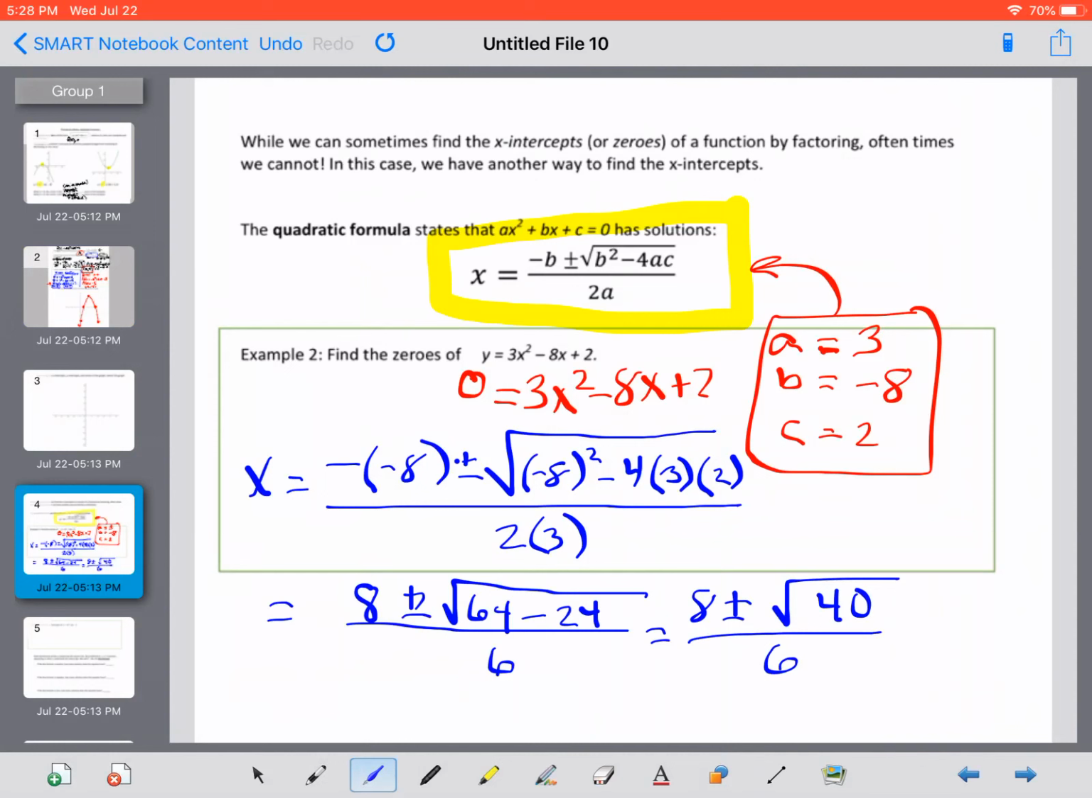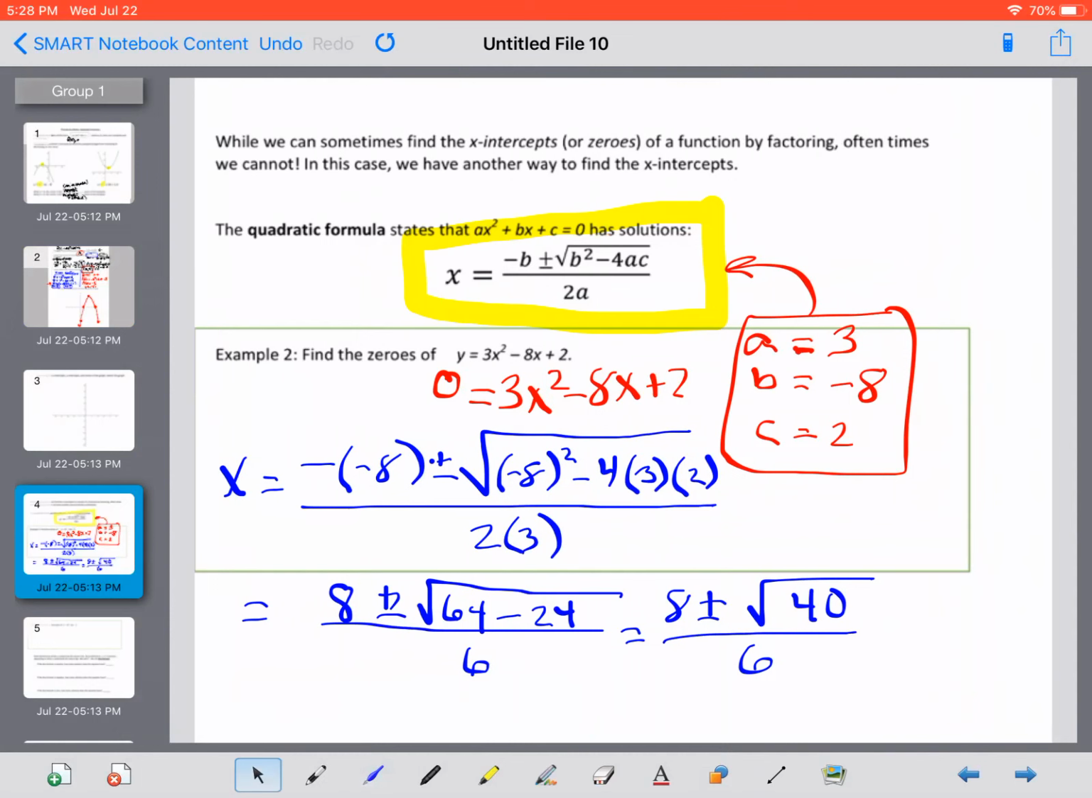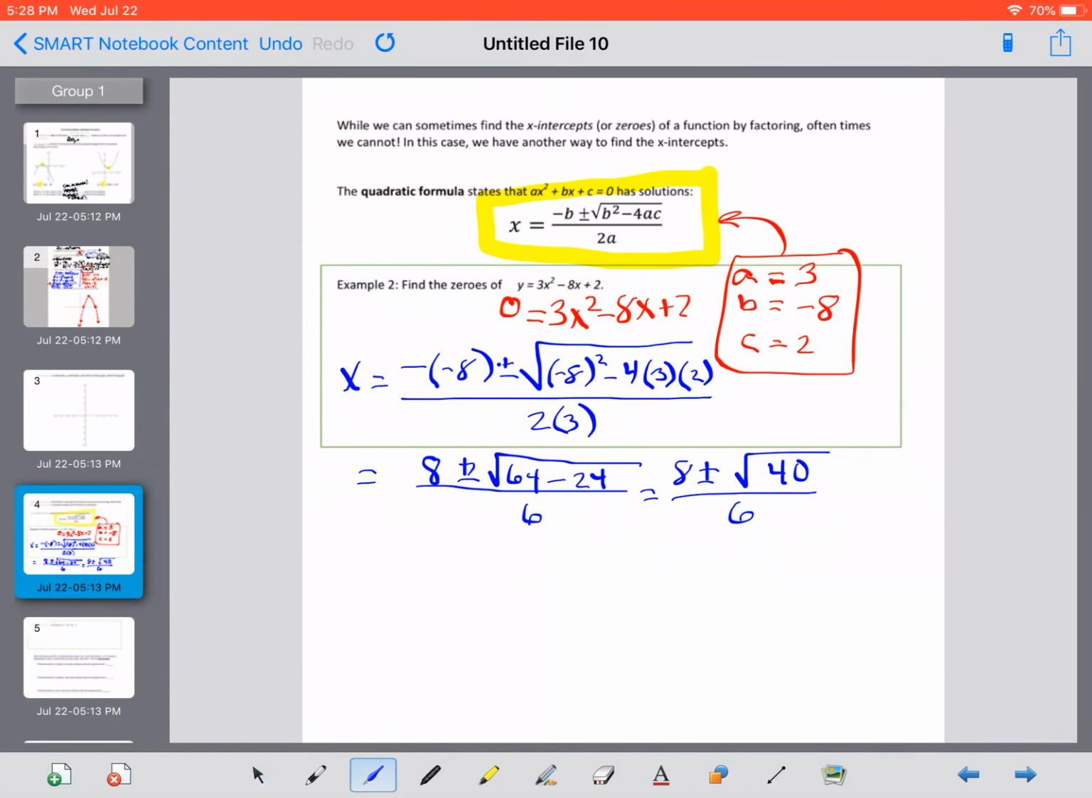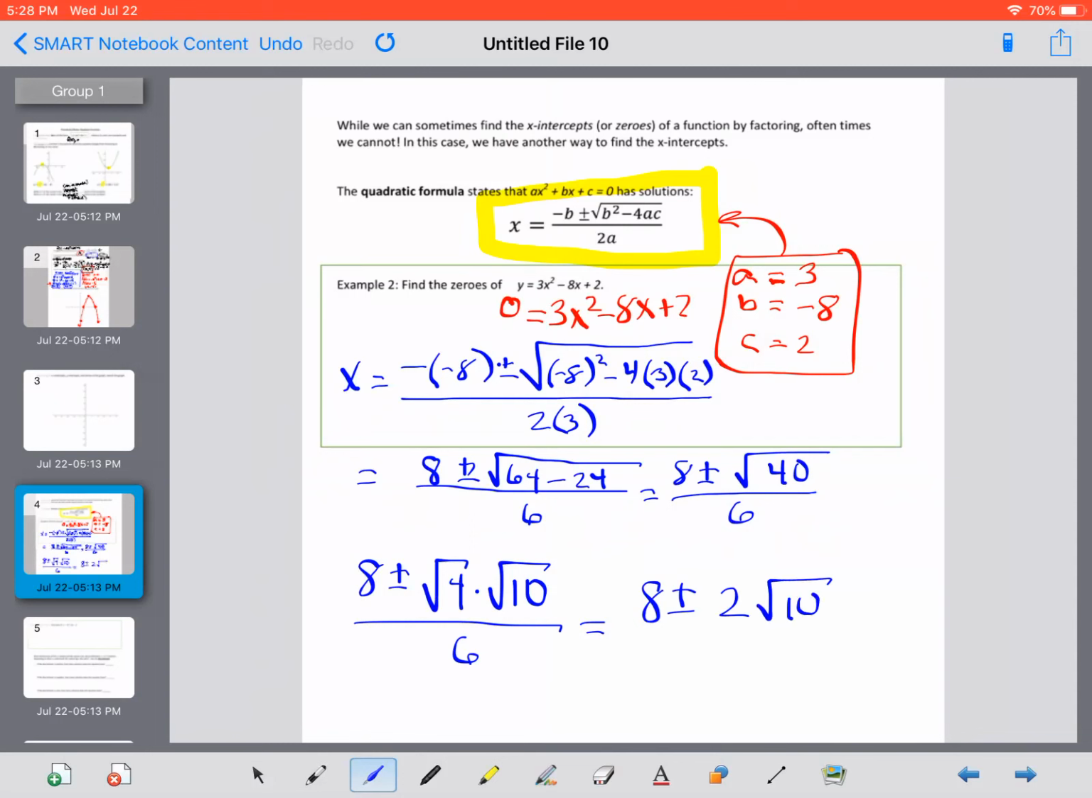Okay, so I'd be okay with this as a final answer, 8 plus or minus the square root of 40 over 6. It is technically possible to simplify this a little bit further. If you know some tricks for simplifying radicals, for example, you could write this as 8 plus or minus the square root of 4 times the square root of 10, because 4 times 10 is 40, divided by 6. And then you can simplify that square root of 4 to be 2, times the square root of 10 over 6. And then you could even factor out a 2 and cancel it if you wanted to. But I'm okay with leaving it just like this.